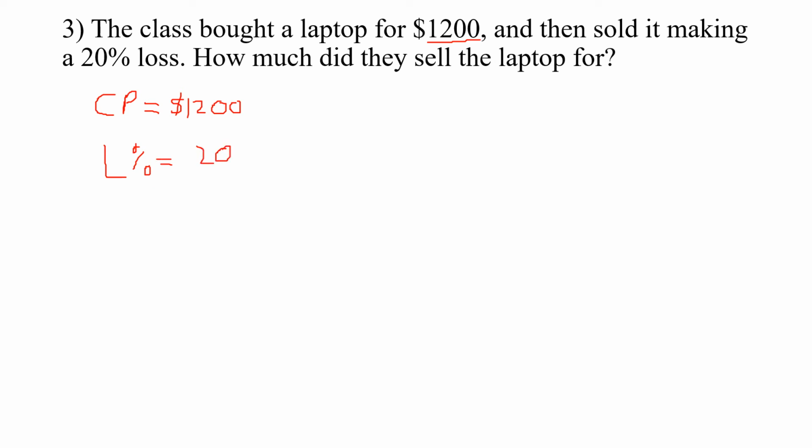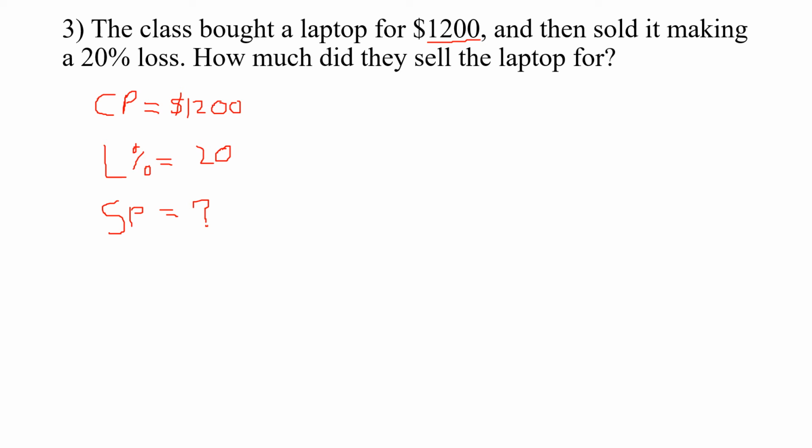So what do we want to know now? We want to know how much they sold the laptop for. So we are looking for the selling price. That is what we don't know. So let's work with what we know. We know that the percentage loss is 20 and the cost price is 1,200. To find the selling price, I actually need to know what the loss is. And I could find the loss from the percentage loss formula.